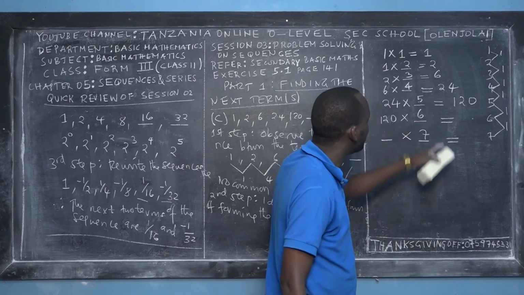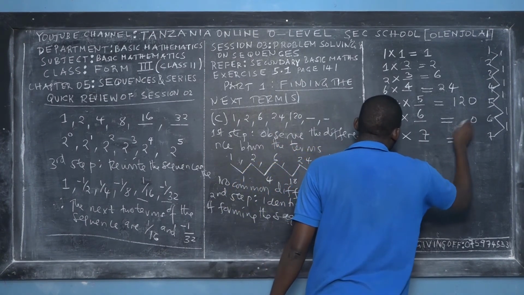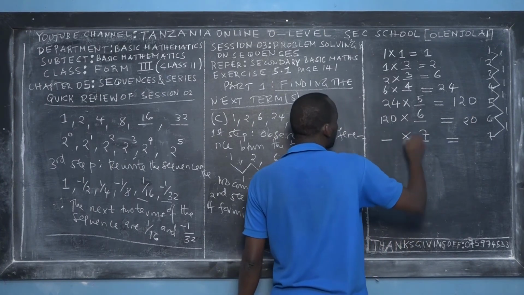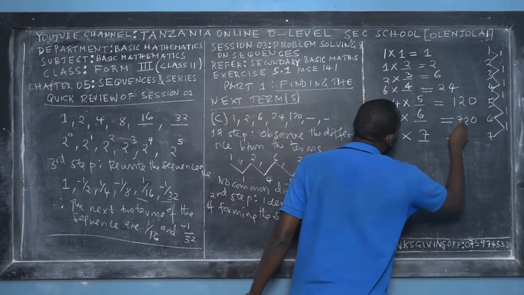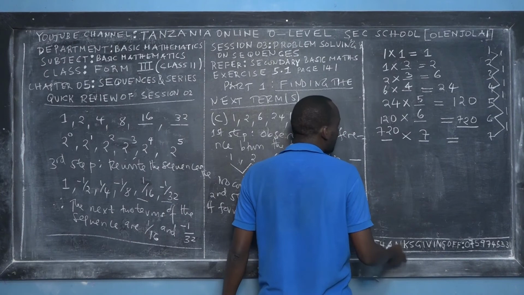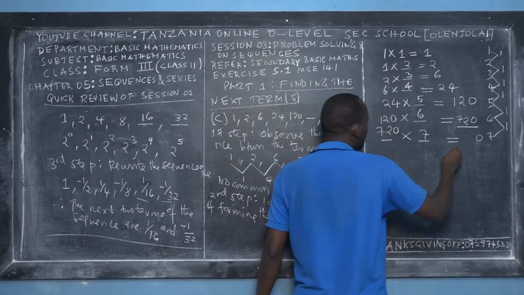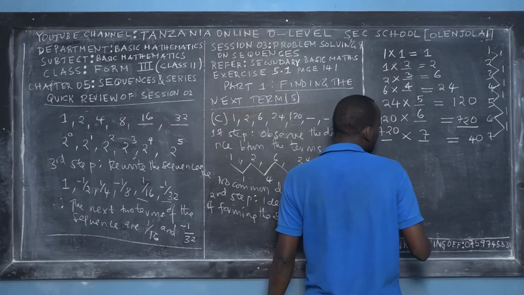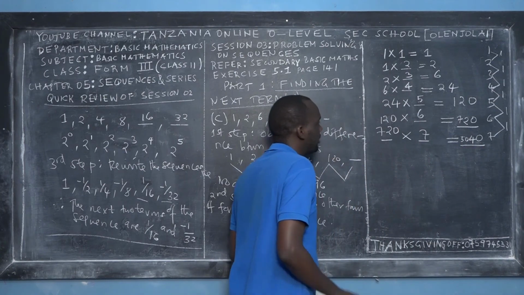So 120 times 6. So 6 times 0, it is 0. And then 6 times 2, it is 12. So you keep 1. 6 times 1, it is 6. So you have 720. So this is the fifth term. Then we take 720 and multiply with 7. 7 times 0, it is what? 0. 7 times 2 is equal to what? 14. We keep 1. 7 times 7 is 49, plus 1 is what? 50. So then this is the result.